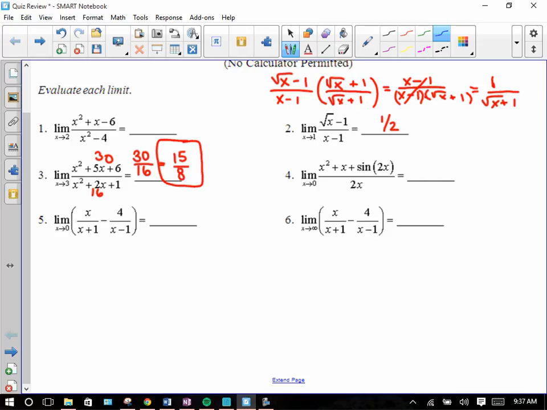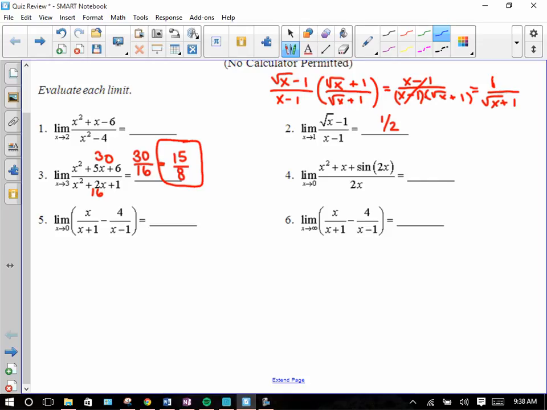Now, if you look at number 6, number 6 is a little bit different because there's an infinity here. I can't necessarily plug in infinity. So when I have a limit where x approaches infinity, what do I want to look at?